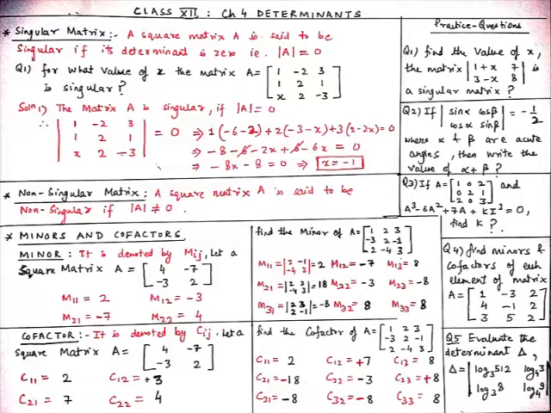Now we will study how to find minors and cofactors of a 3 by 3 and 2 by 2 order square matrix. First we will study how to find minors. Students, we denote minors by Mij. Let's say a square matrix A equal to [4, -7; -3, 2]. One of the most important points is that the number of minors will always be equal to the number of elements present in a square matrix. Here 4 elements are present in square matrix A, and hence we have 4 minors here.